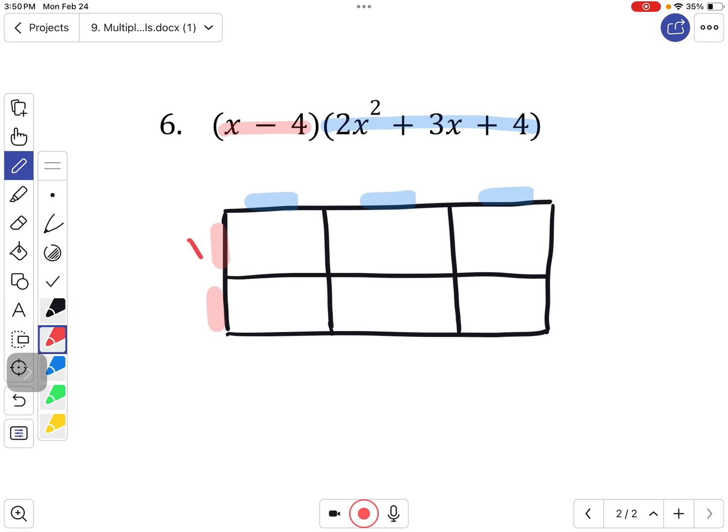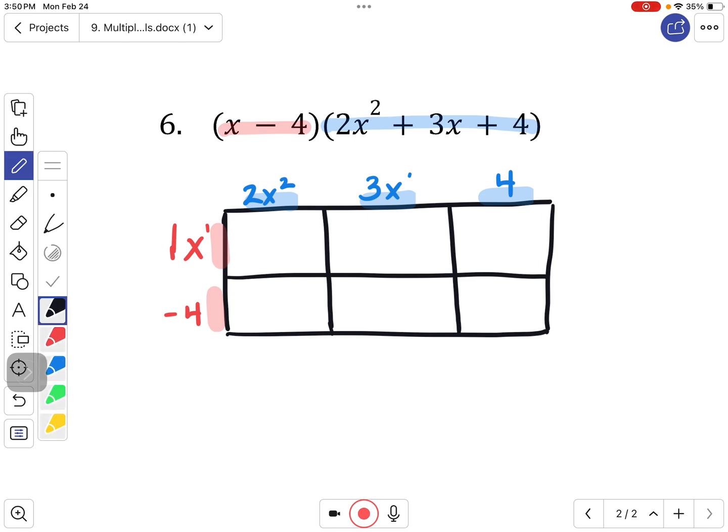So I have x, it doesn't have a coefficient or a power, so I'm going to put those on there. And then I have -4. And then I have 2x squared, 3x. I'm going to put that power on. And then this is a +4. Now we're going to do the same thing. I'm going to go ahead and multiply them.